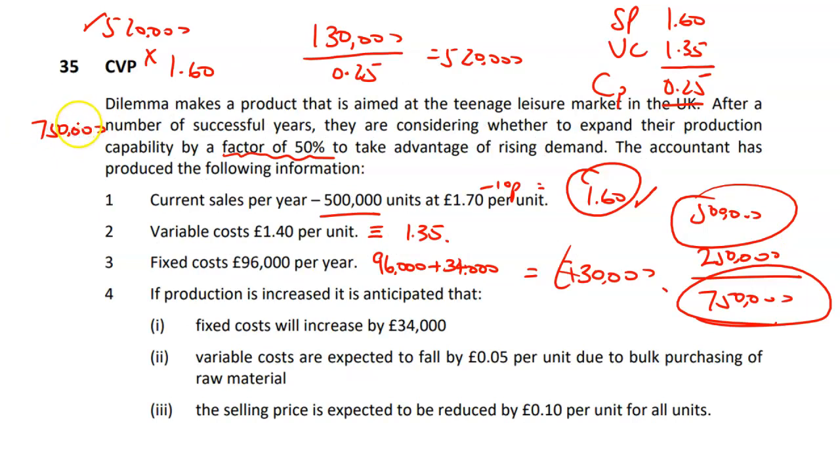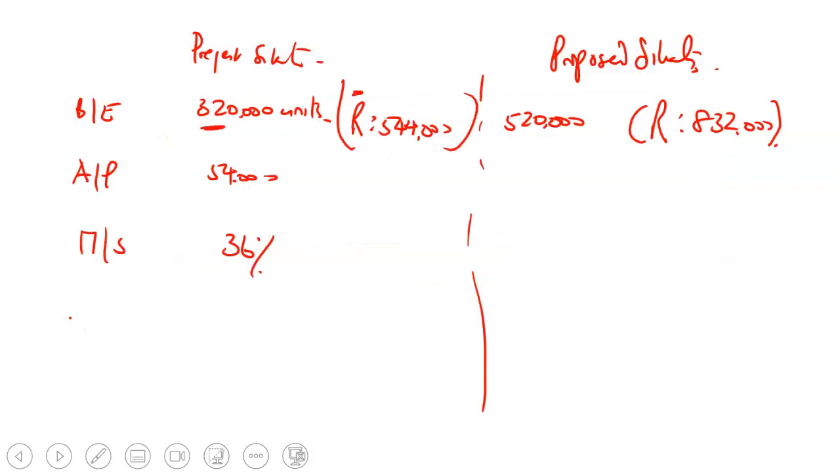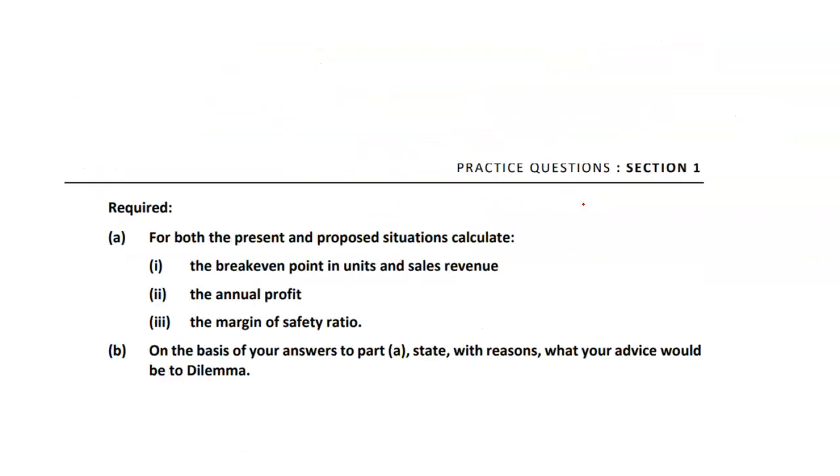So 750,000 units at a contribution of 0.25, right? Because that's really the contribution. If I know the contribution, I can just multiply that by the number of units. So 750,000 times 0.25 gives me 187,500. And then I take away the new fixed costs in total, and that gives us a profit of 57,500. So proposed situation, annual profits 57,500, and let's look at the margin of safety.